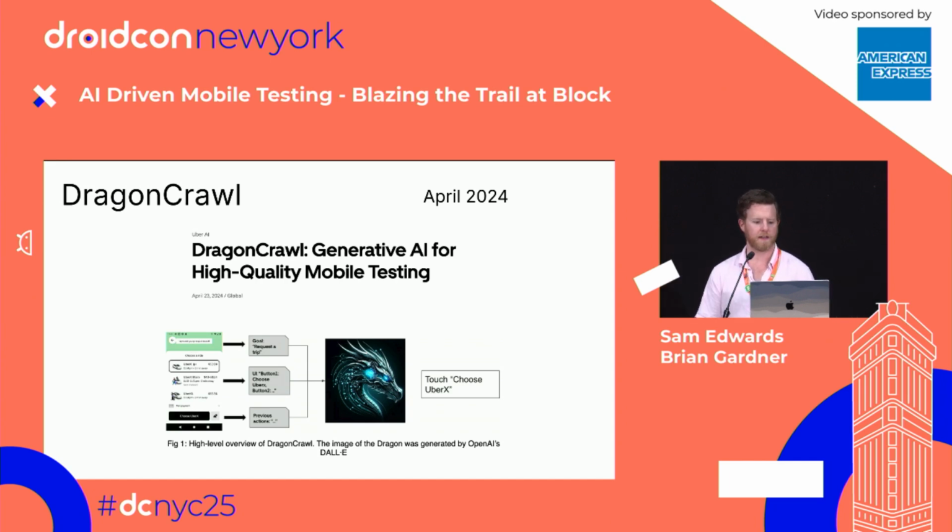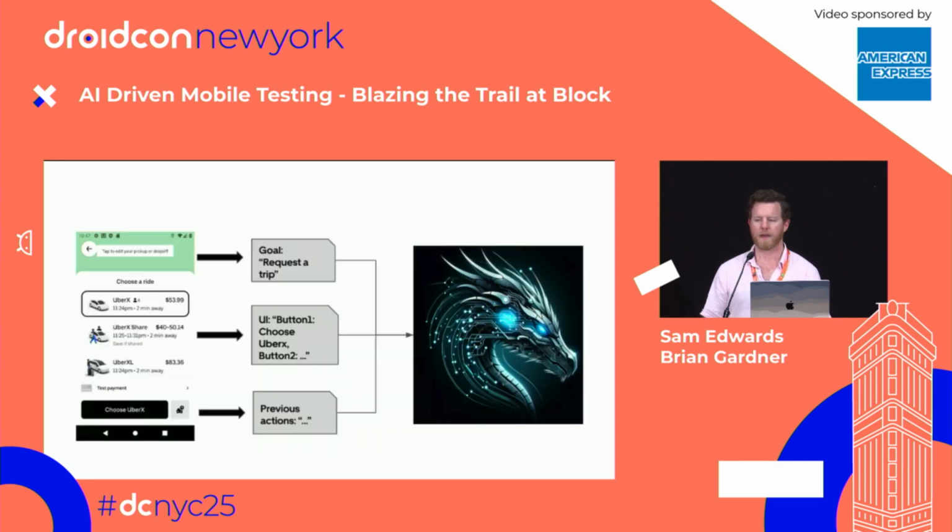Uber posted an article in April 2024 talking about the original setup for the agent. Looking at all of the things they were specifying, it didn't look that complicated. They were passing in some sort of test goal to the agent, like, request a trip on UberX. They were processing the UI and passing in all of the important UI buttons and text into the LLM, and they were passing in a list of previous actions. Then based on all of this data, the LLM would spit out some sort of action like, tap on use UberX or whatever. And it just kept going in a loop.